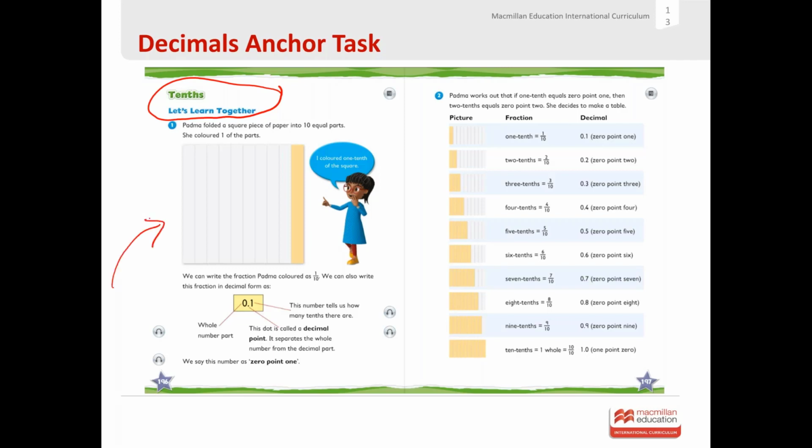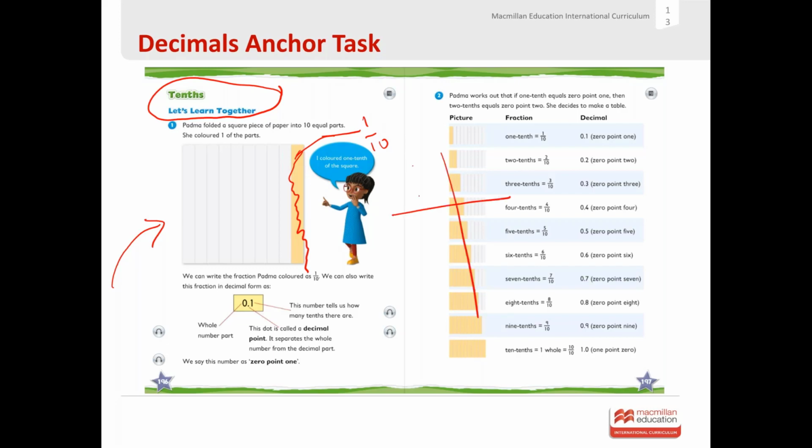If this piece of paper is a whole piece of paper and it's been cut up into 10 equal parts, then this section represents 1/10 of the whole, right? And so how do I then get our kids to think about decimals? Maybe what I'll do is I'll start off using a place value chart.